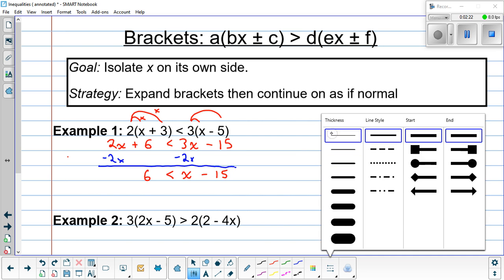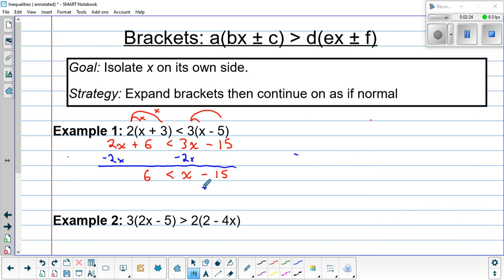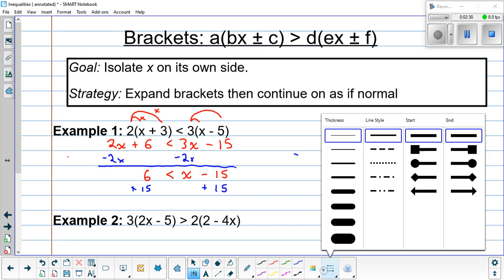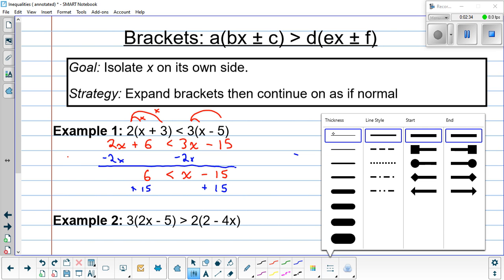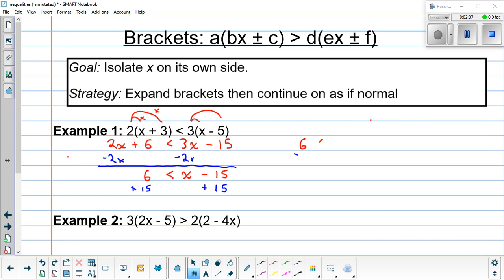So now how do we isolate x? Well, opposite of minus 15 is plus 15. So we have to add 15 on the other side. And we can finally write our solved answer as 6 is less than, or sorry, not 6. Forgot to add that. We have 21 is less than x, or we can state that better as x is larger than or greater than 21.